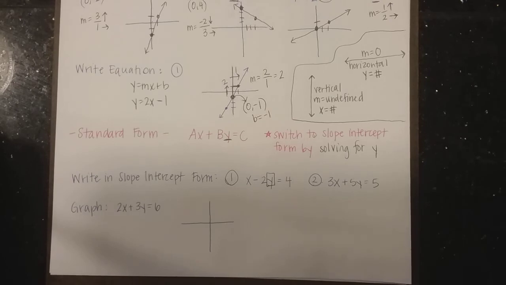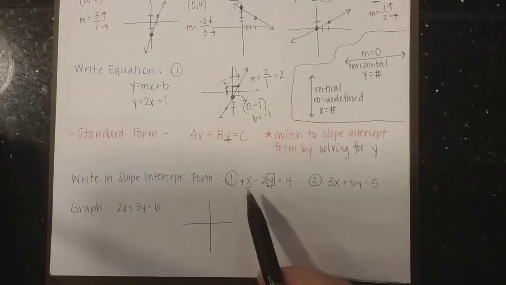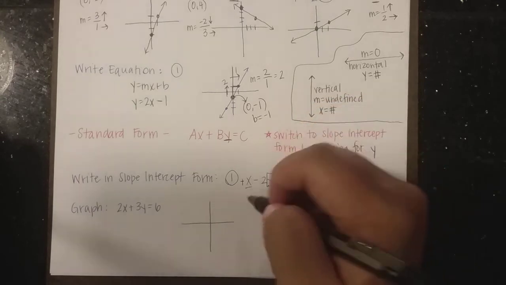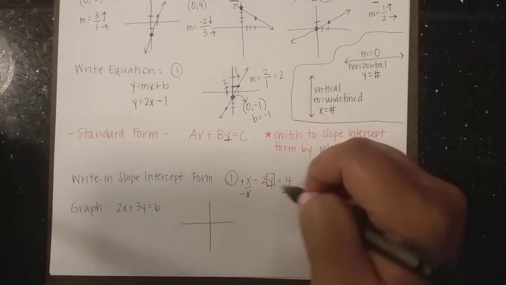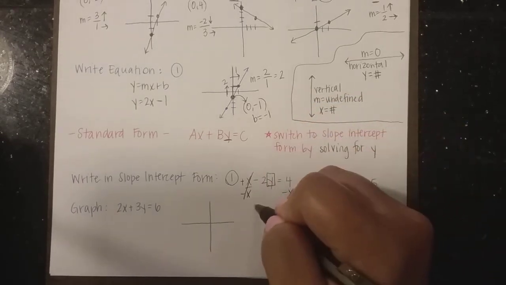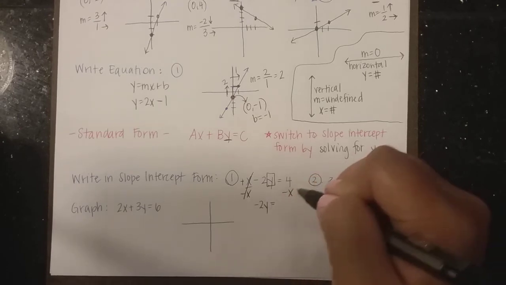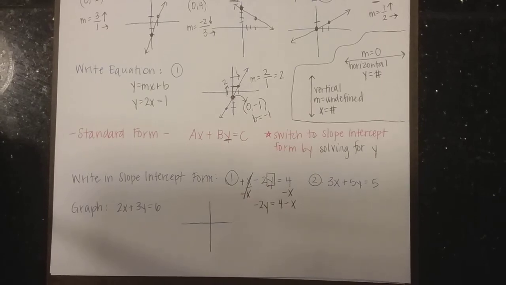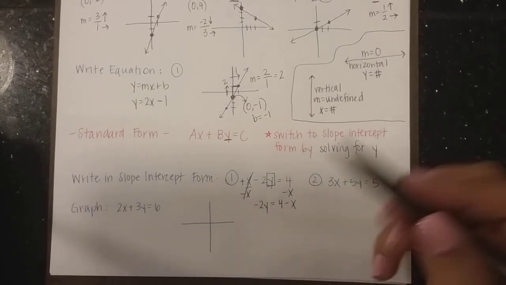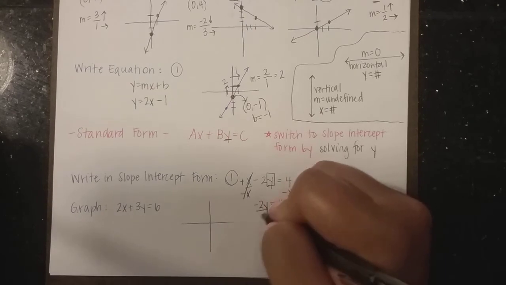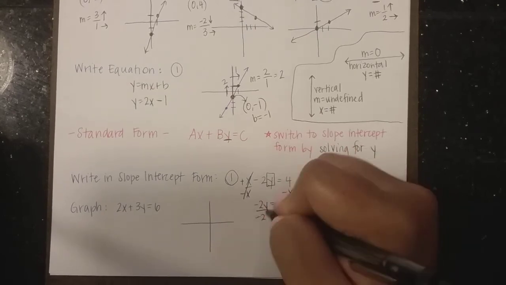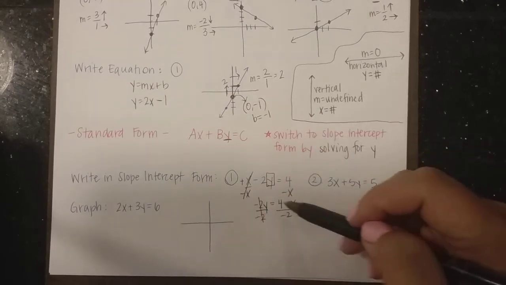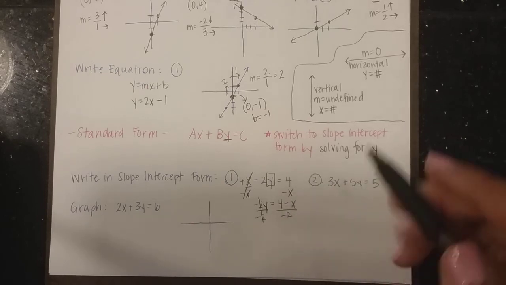Just like with solving equations, we're going to start farthest away from the y on that side, which is going to be the x. So this is a positive x. I want to move this x to the other side. So I'm going to move it by subtracting it. So I'm left with a negative 2y equals 4 minus x. Then to get the y by itself, I have to get rid of the negative 2. So I'm going to divide by negative 2. Now I need to simplify this a little bit so it looks more like the mx plus b, right?